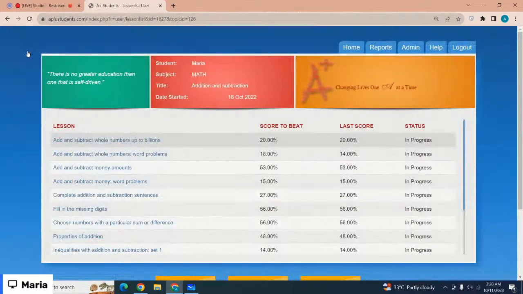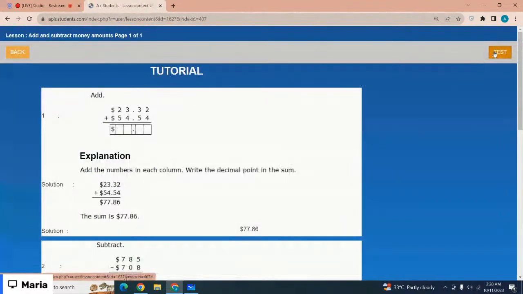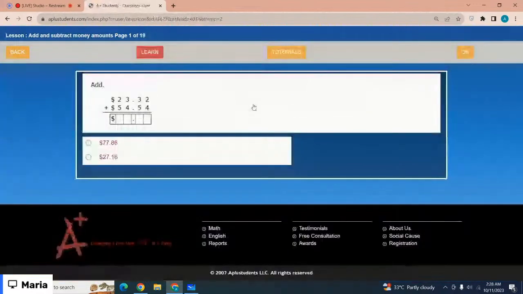The next one is the word problems. You can do the word problems on your own. The next one is add and subtract money amounts. So let's just start with the test questions. Okay, which is the correct option? Just add and write the answer in the chat box. Quick, be quick.